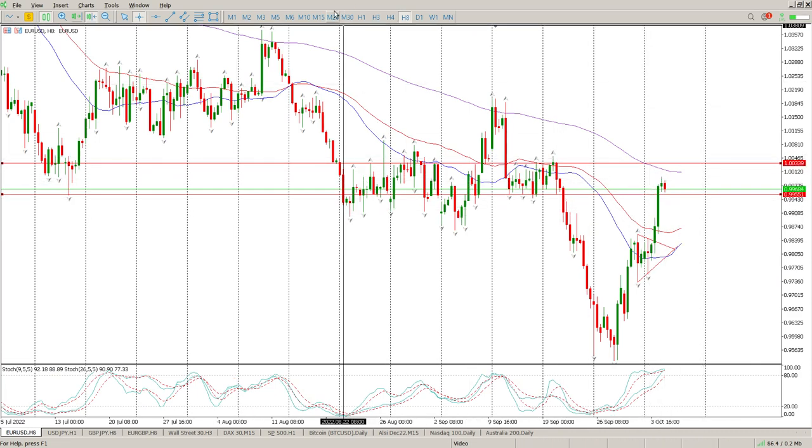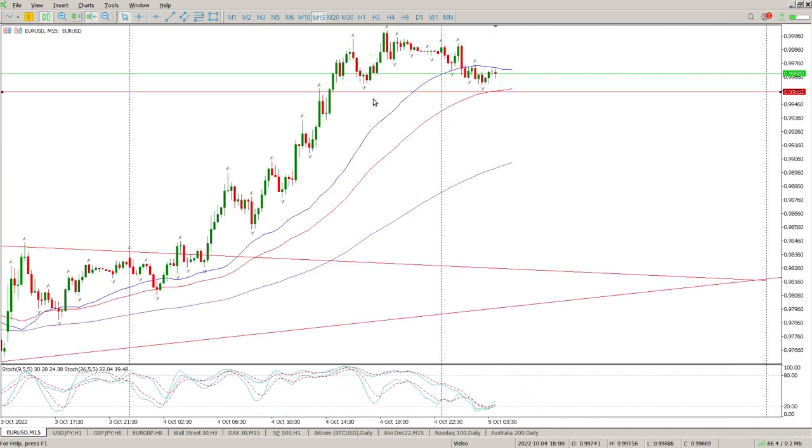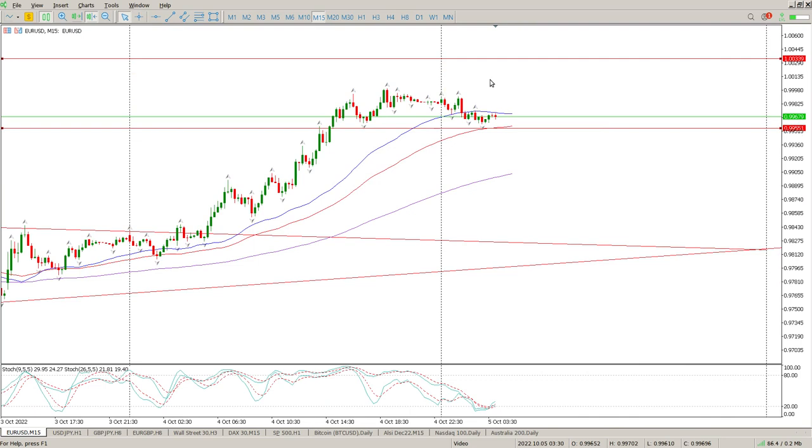So for me, low time frames, pay attention to them. You may find opportunities to trade in this range if you are a range trader. I'm not, so I would be ignoring this at the moment until I see better structure.